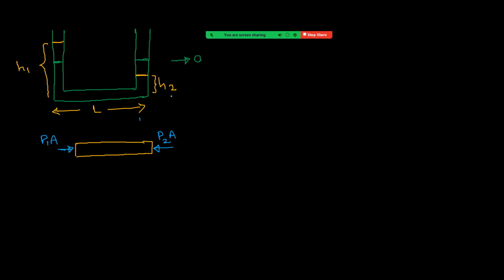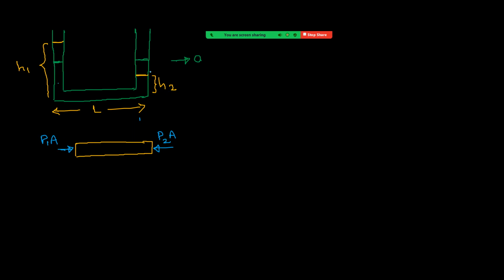And as per the diagram, acceleration is now to the right side. Therefore, net force on this liquid column must be to the right side. That means this force must be greater than this force, which means this height must be greater than this value. That means definitely h1 must be greater than h2. So we can conclude that when it starts moving with acceleration, the liquid column in the left one must rise.